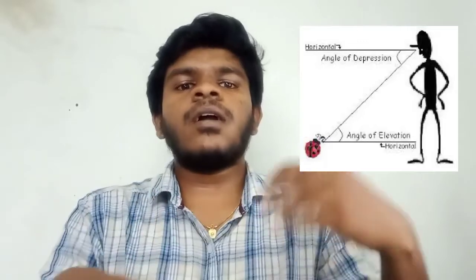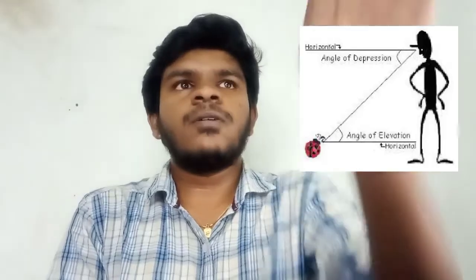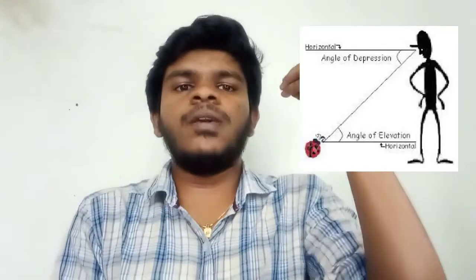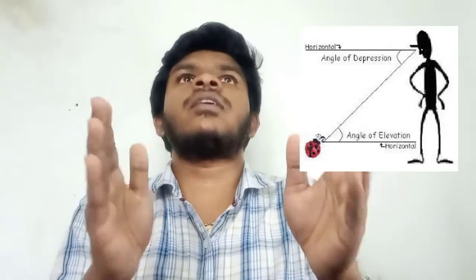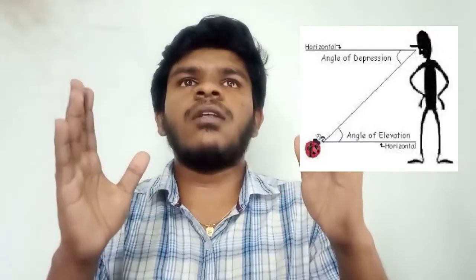And then what is the angle of elevation? If the bug sees me from the ground level to bite me, it sees me this way. This is called the angle of elevation. Here, the observer is at the bottom and the observed object is at the top.